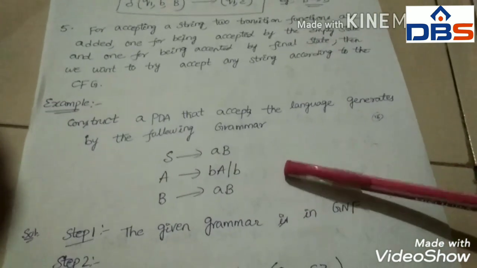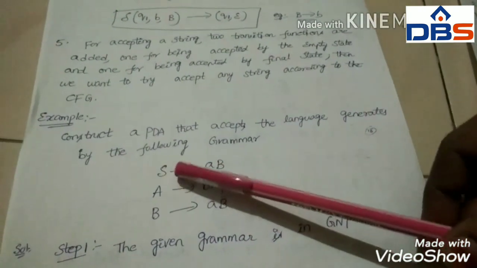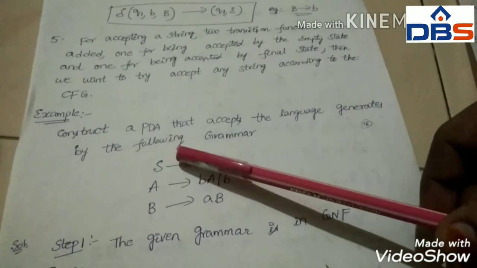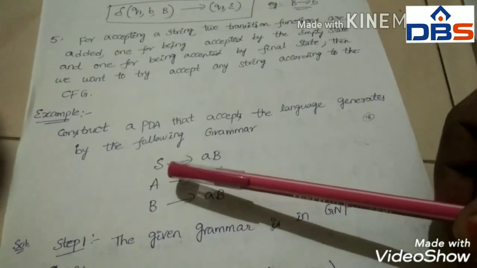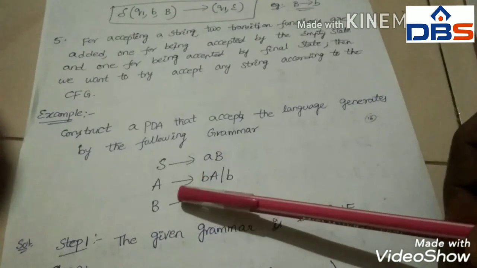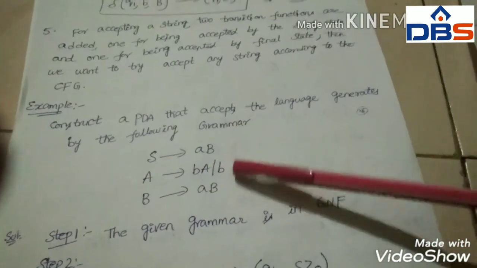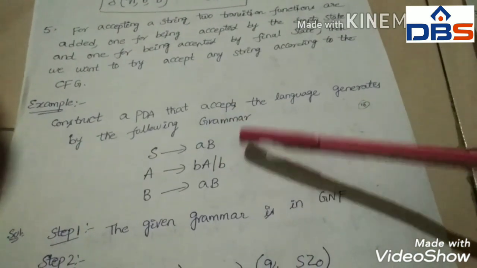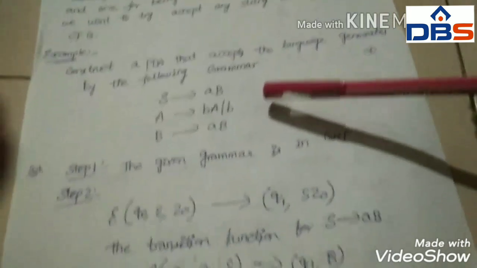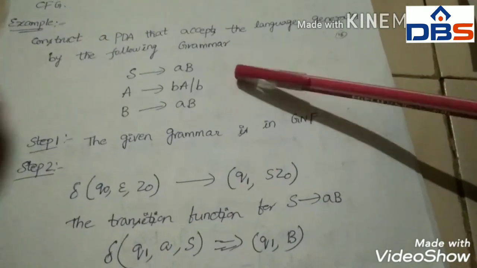This is an example for the construction of a PDA from a CFG. Here is the grammar: construct a PDA from the given CFG. S tends to AB, A tends to BA or B, B tends to aB. This is the given CFG. First step, the given grammar you have to convert into GNF. The given grammar is already in GNF.